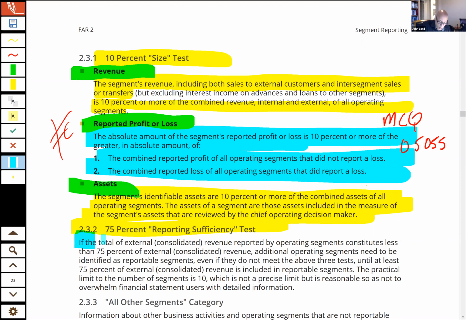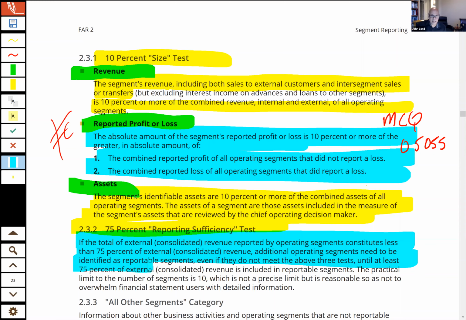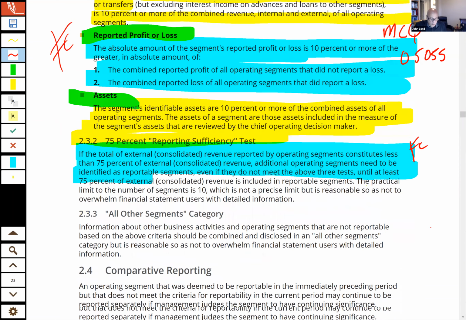Okay, so if the total of external consolidated revenue constitutes less than 75% of the consolidated revenue, you have to add segments until you get up to at least 75%. And again, the way I could see the examiners testing that is the segments that you didn't include based on the 10% test will have to be included in order for you to meet the 75% test. Okay, so with that, I want you to come all the way over to page 26.